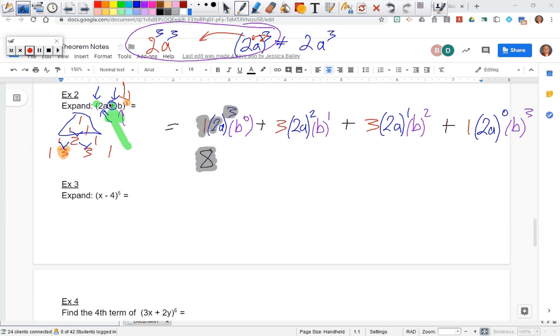The coefficients, the 1, 3, 3, and 1, all add up to 8, so is that just a coincidence? No, remember that thing that I showed you that it was 2 to the power of n? Oh, yeah. So n is 3. So these will add up to 8. And it's just a coincidence that this was 8. But you'll see in a bit, those coefficients are no longer 1, 3, 3, 1.